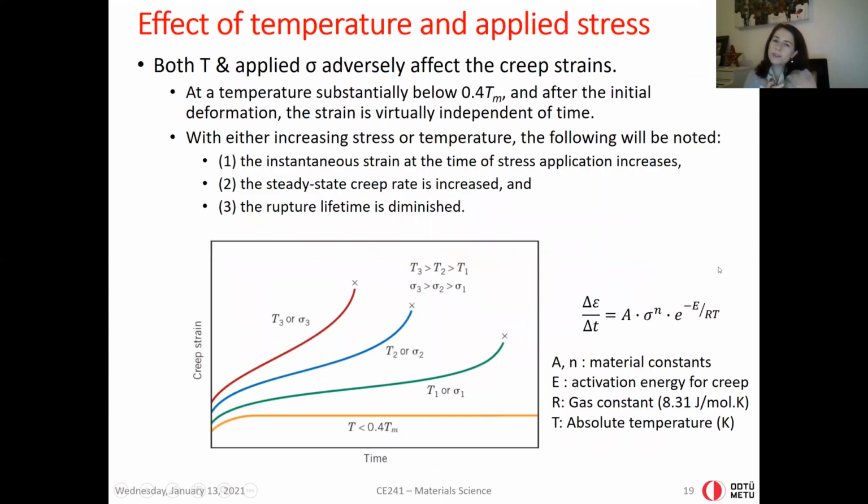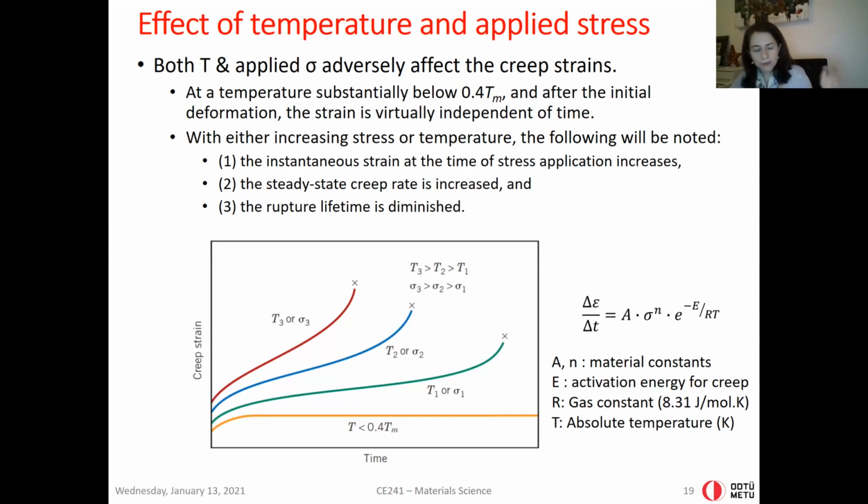So let's go through the effect of temperature and applied stress. Actually, both the temperature and applied stress adversely affect the creep strains. At temperatures substantially below the melting temperature, below 0.4 times the melting temperature, and after the initial deformation, the strain is virtually independent of time. And here on the graph, you can see it as the orange curve. So it is a temperature that is relatively low, basically below 40% of the melting temperature.